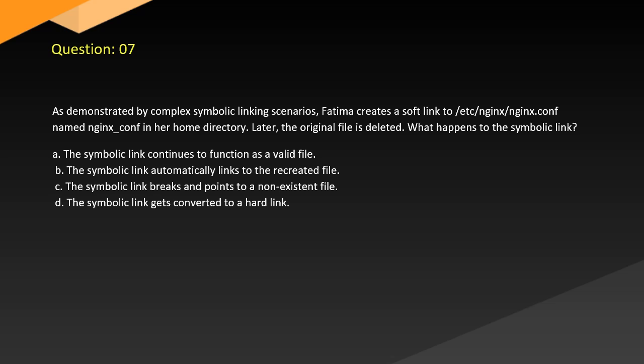Question 7. As demonstrated by complex symbolic linking scenarios, Fatima creates a soft link to /etc/nginx.conf named nginx.conf in her home directory. Later, the original file is deleted. What happens to the symbolic link? A. The symbolic link continues to function as a valid file. B. The symbolic link automatically links to the recreated file. C. The symbolic link breaks and points to a non-existent file.